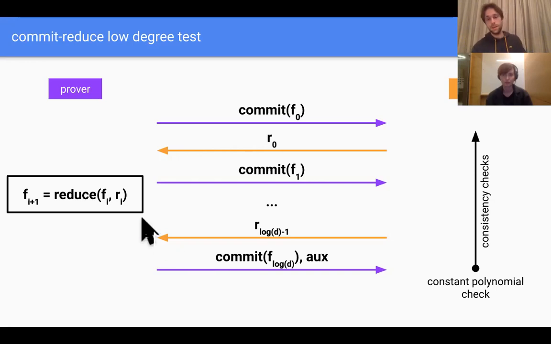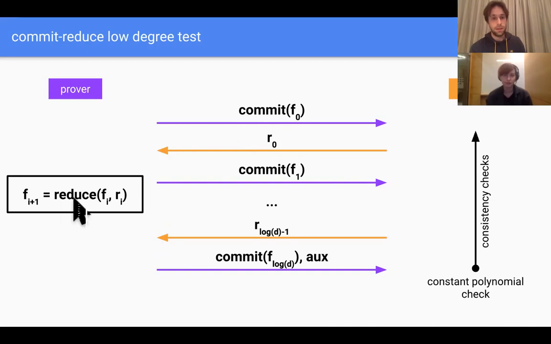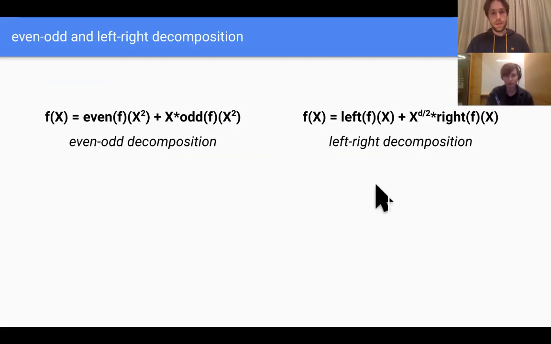So, you already know how the commitments work, and you have this framework. All I need to tell you really is this reduce function. What is the reduce function, and what are the consistency checks? It turns out that there are only so many ways that you can take a polynomial of degree d and split it and reduce it into a polynomial of half the degree.